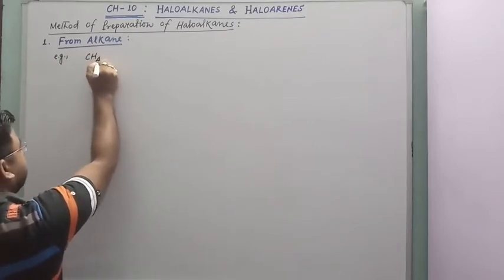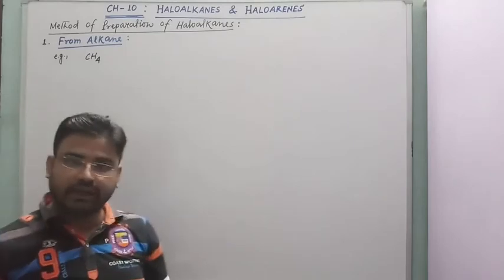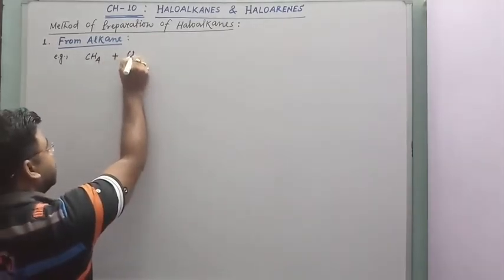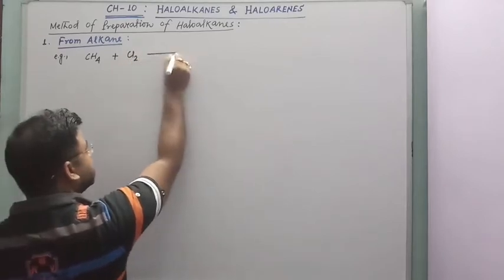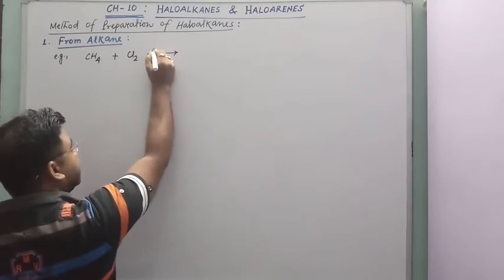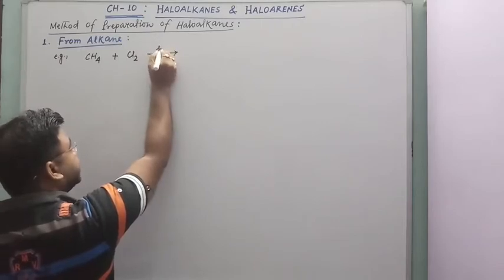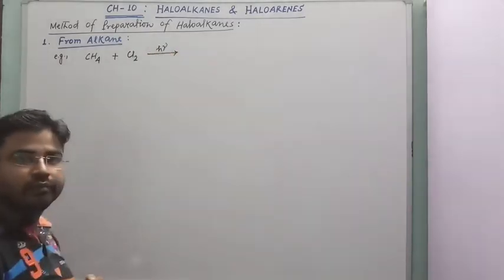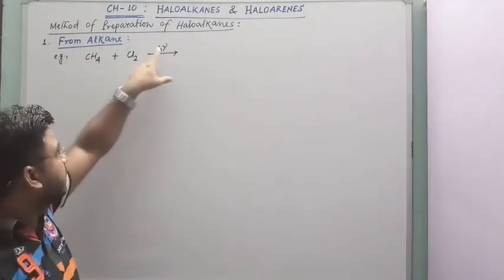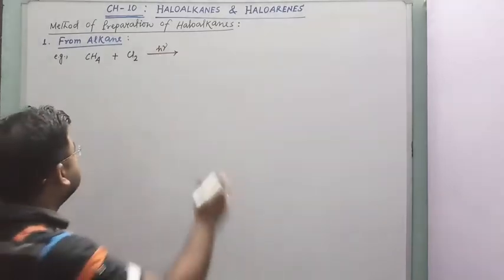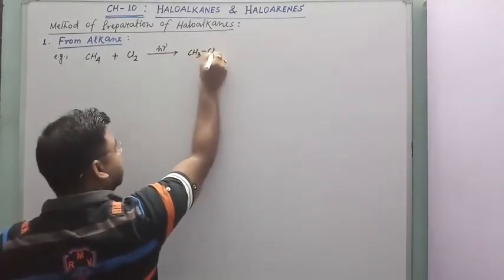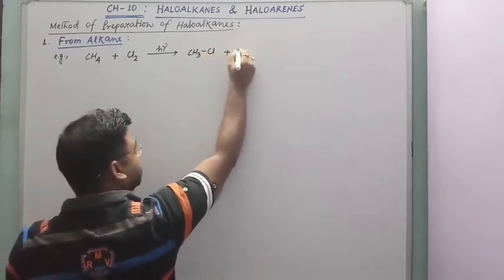For example, methane, one alkane, is treated with halogen chlorine in presence of UV light. We can write UV light as h nu. So when methane is treated with chlorine in presence of UV light, then CH3Cl, a monohalogen derivative, plus HCl.